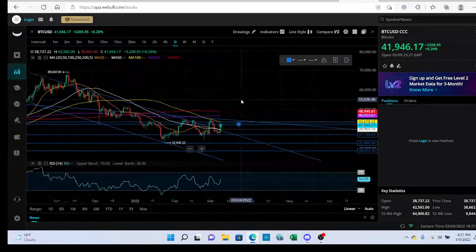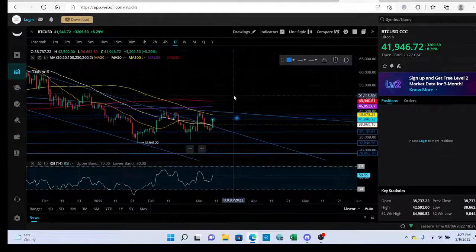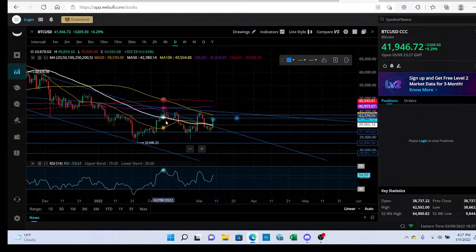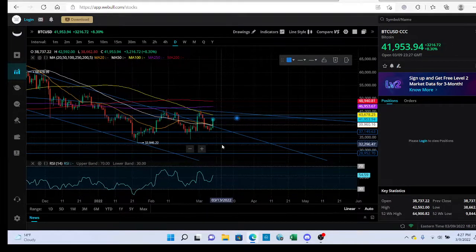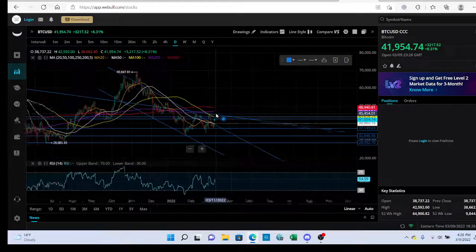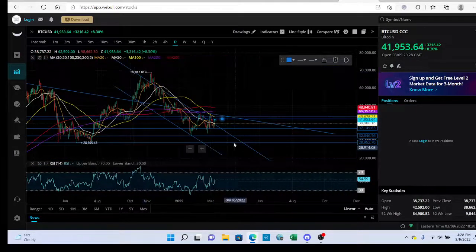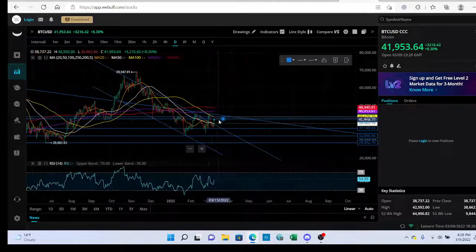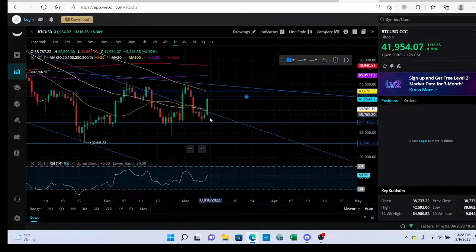Now with Bitcoin, in my previous overviews, I was talking about how I think Bitcoin could close the gap at 33,000. It's looking like I'm pretty wrong right now because let me point out that we have this downtrend channel and we recently just had this little breakout right here. So we'll see how far this breakout goes.